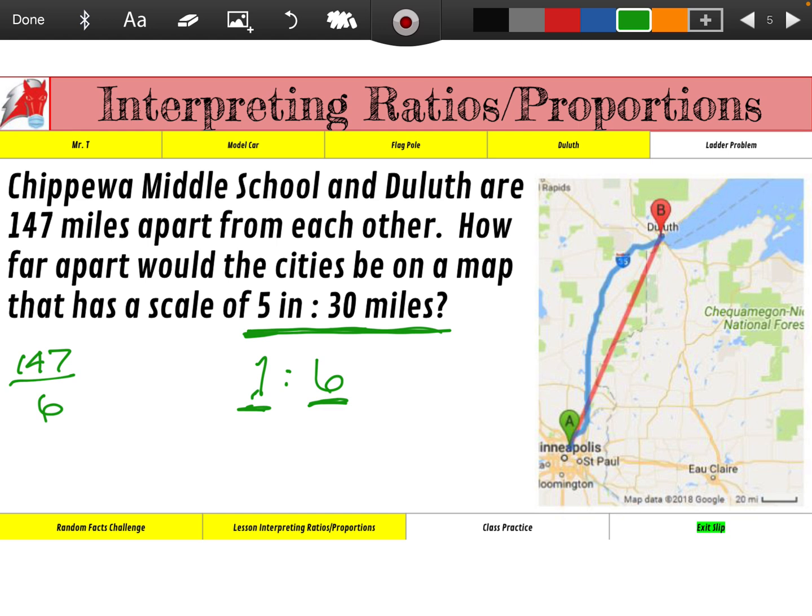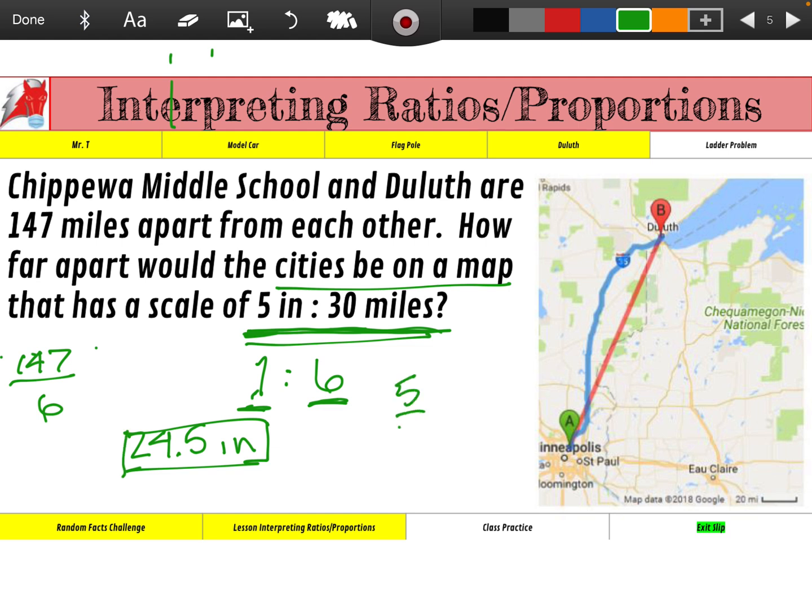So I'd get 24.5, oops, sorry about that, inches. Right? Because I'm looking to see how far they would be on a map based off this scale, which would be 24.5 inches.